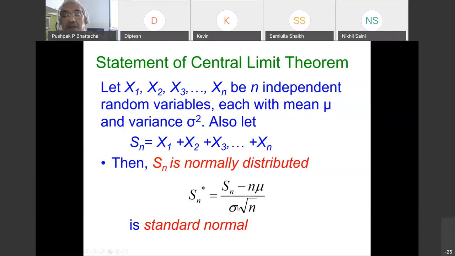n sigma square is the variance of Sn. Standard deviation is n sigma square, root over. So that is sigma root n. And the mean is Sn minus n mu. I'm making the mean equal to 0. So Sn star is also normally distributed. Moreover, its mean is 0 and standard deviation is 1. Therefore, Sn star is a standard normal distribution.